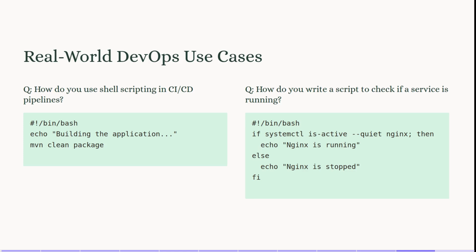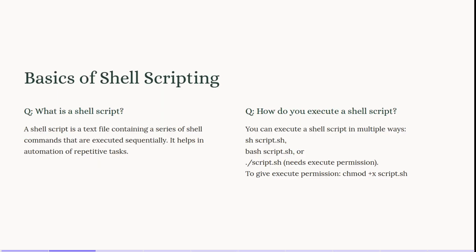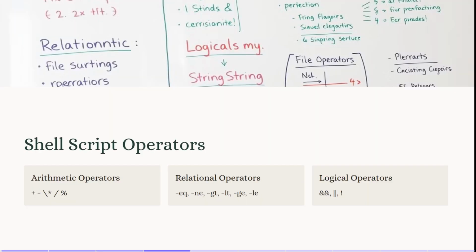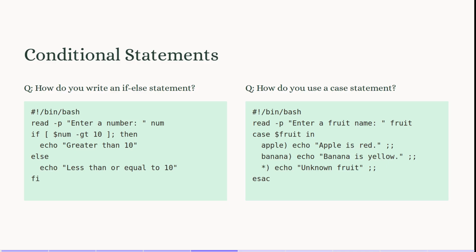Makes sense. Any other performance tips? Take advantage of command piping and redirection. Instead of creating temporary files, you can pipe the output of one command directly into the input of another. So it's like creating an assembly line where the output of one step becomes the input of the next. Exactly. It keeps things flowing smoothly and efficiently.